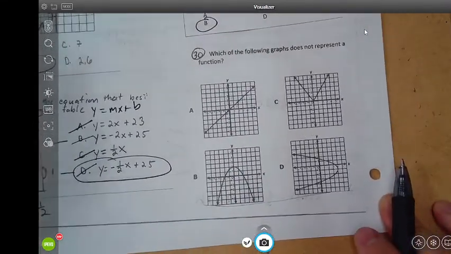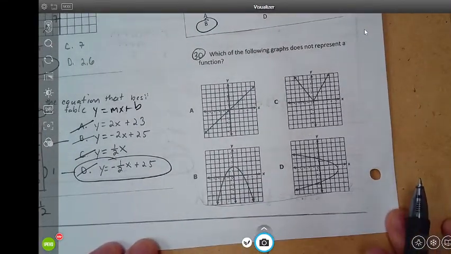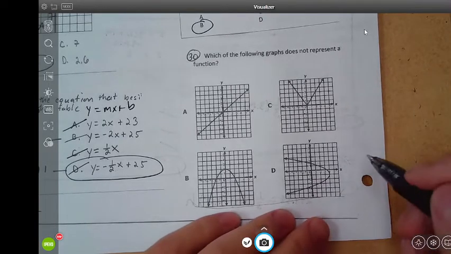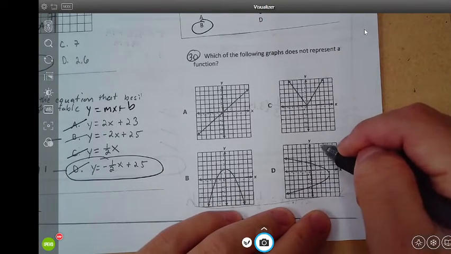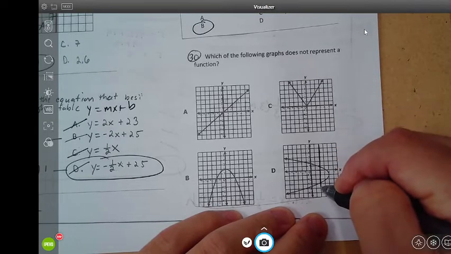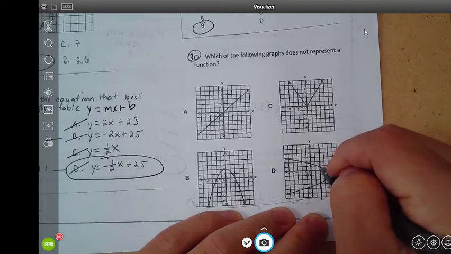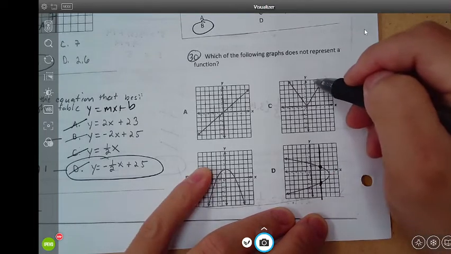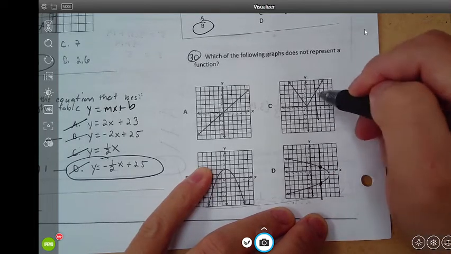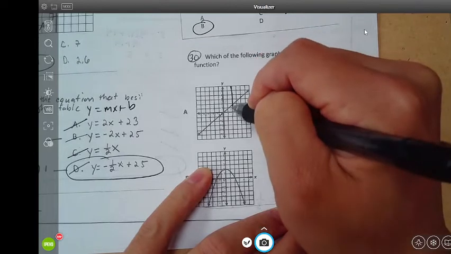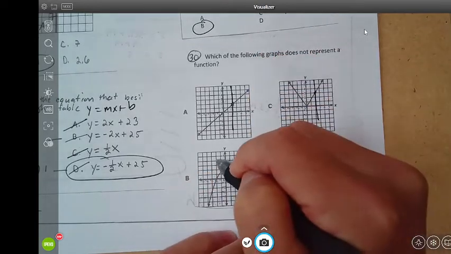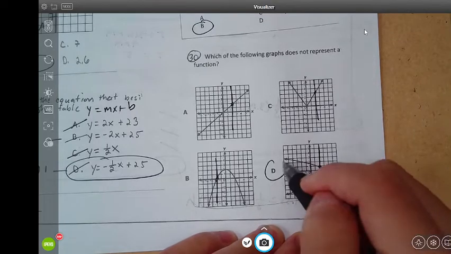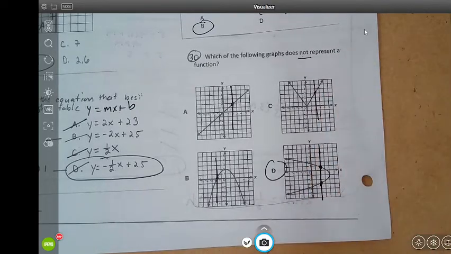Number 30, which of the following does not represent a function? The only one that does not represent a function is option D. If I draw a vertical line for the vertical line test, it hits 2 points. It hits that one and that one. Anywhere else for these other ones, if I draw a vertical line, it only hits 1 point. So D is not the function.